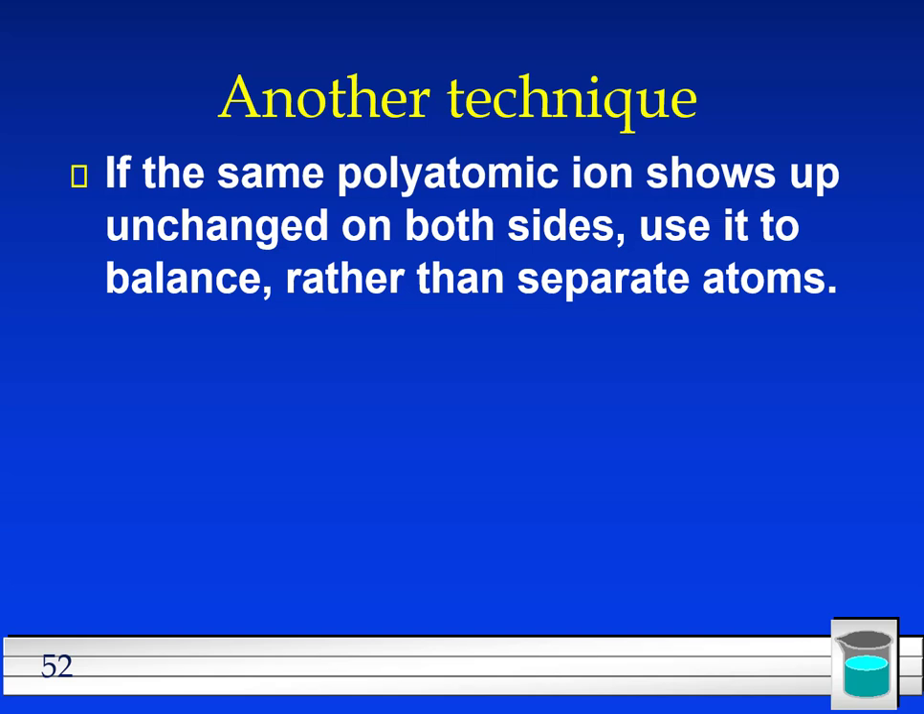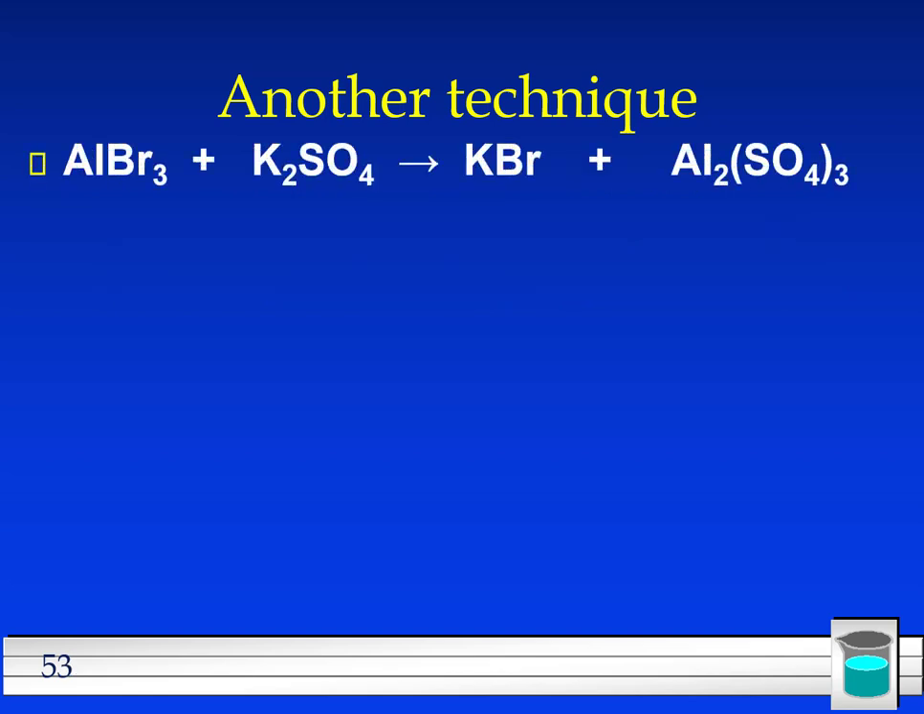So if the same polyatomic ion shows up more than once on both sides, use it together. If you see SO4 on one side and SO4 on the other side, don't count S's and O's, count SO4s. It's easier to count groups of atoms than it is to count individual atoms. Okay? And if they stayed together, we're still actually counting everything. We're not missing counting it, we're just counting it as a group. Okay? So let's show you why you'd want to do it.